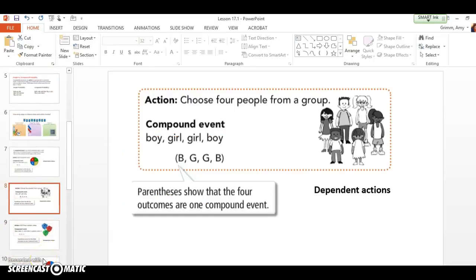There we go. All right. Here's another compound event. Okay? This compound event, what do you think that BGGB stands for?